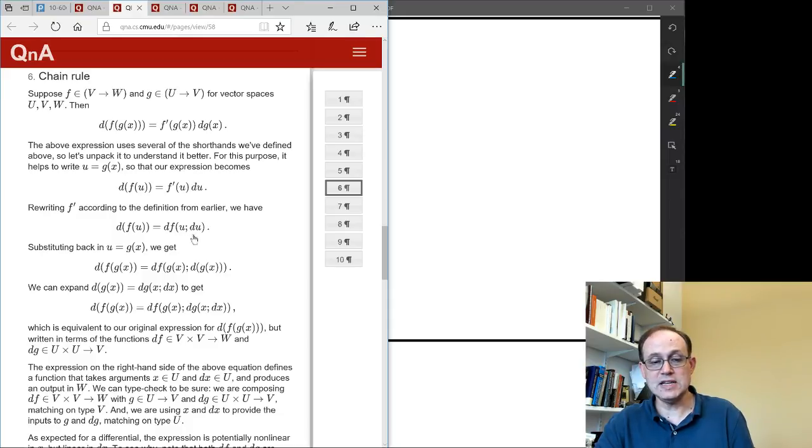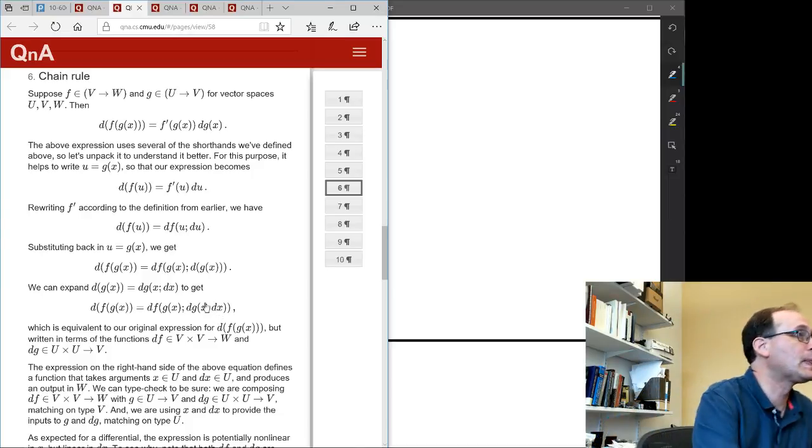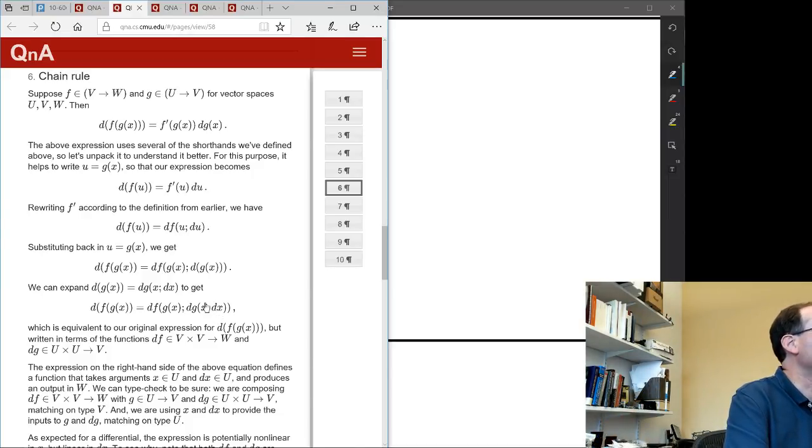So du is d of g of x, and then we can expand this differential: d of g of x is dg of x and dx. And so d of f of g of x is the differential of f applied at g of x with the change argument equal to the differential of g at x and dx. Here, this is the shorthand form, and here, this is the longhand form.